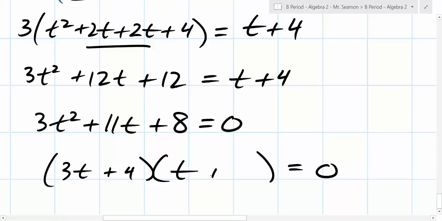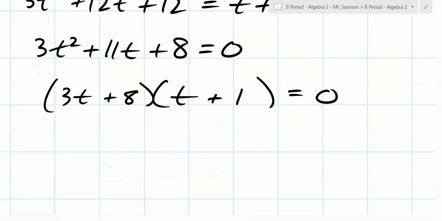Plus 4 and plus what? Actually, no. That doesn't really work, right? The other way around. So let's try it the other way around. That doesn't work either. So if 4 and 2, what's the only other pair that works? 8 and 1. Which one do you want to put first, 8 or 1? 8. If you put 8 first, it will indeed work. If you put it the other way, you get 3t times 8, and that's too big.